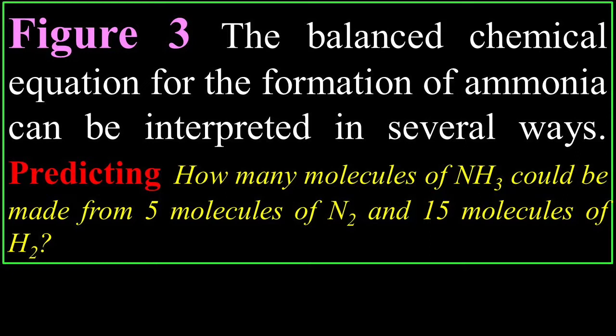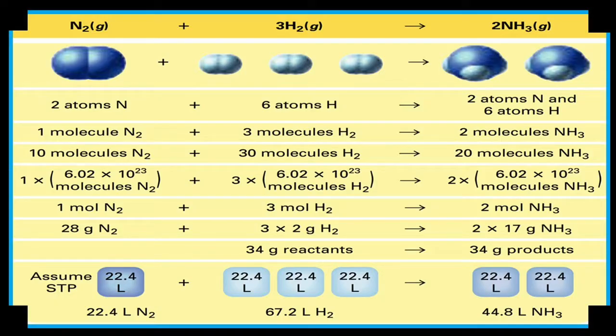The balanced chemical equation for the formation of ammonia can be interpreted in several ways. How many molecules of ammonia could be made from 5 molecules of nitrogen and 15 molecules of hydrogen? So what you do is look at the balanced formula equation and do a mole ratio. Here's the simplification of it, and you can see this is similar to what I did. You have one nitrogen, 3 hydrogen, and 2 ammonia. Or you would double it: 2, 6, and 4. Or you would multiply it by 10: 10, 30, and 20, etc. So it's all proportional.